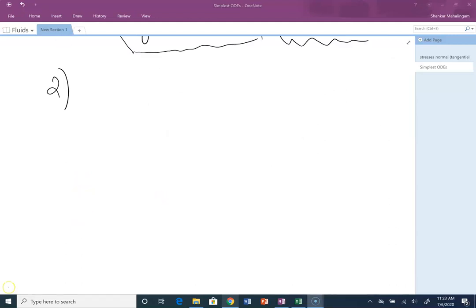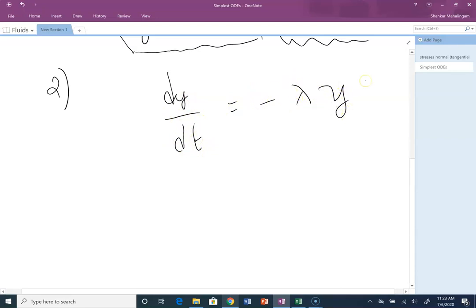The second common differential equation that arises in many engineering problems, let's write it this way: dy/dt equals minus lambda times y. One way to think about the solution of this differential equation is, of course, to go back to a diff-EQ class, and you can figure that out. That's not the way I'm going to look at it.